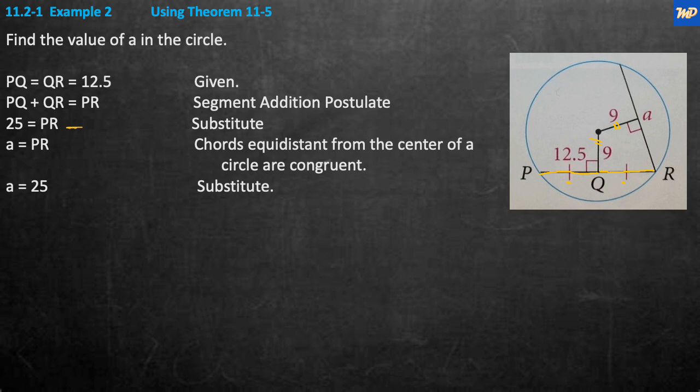So if they're equidistant from the center of the circle, they're congruent, right? It says chords equidistant from the center of the circle are congruent. Well, if the chords are congruent, then they're equal to each other. So substituting, A equals 25, because we know that PR is 25. So A then must be 25 because we've proved that PR and this segment A are equidistant from the center using 11.5.